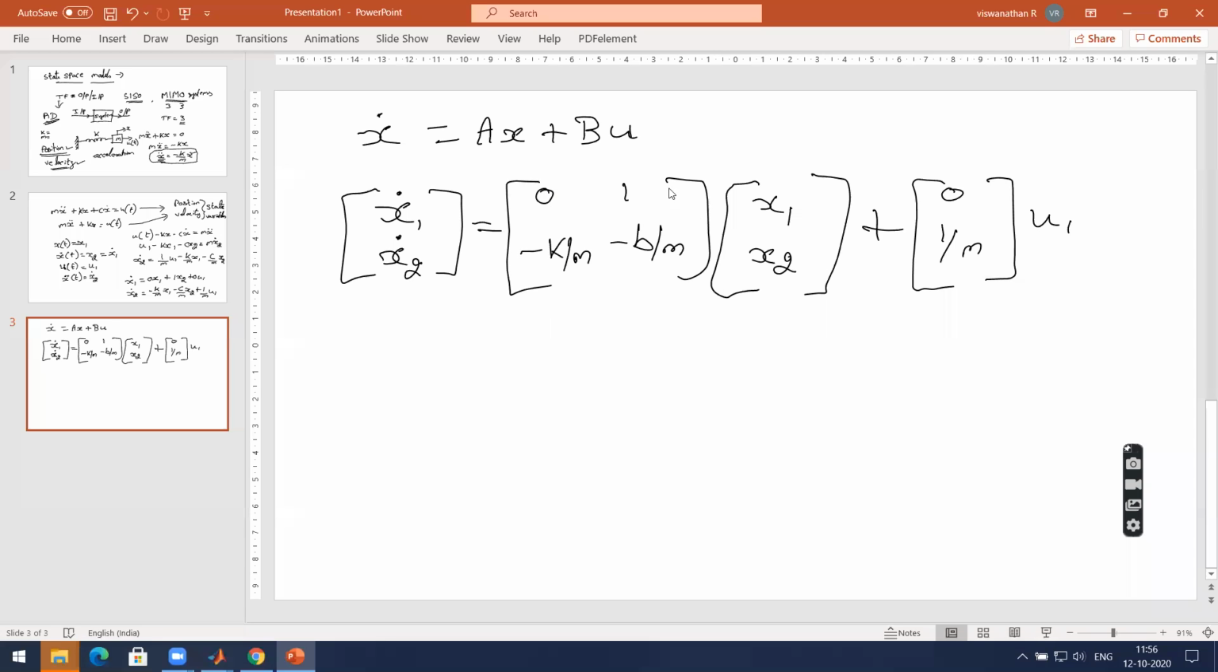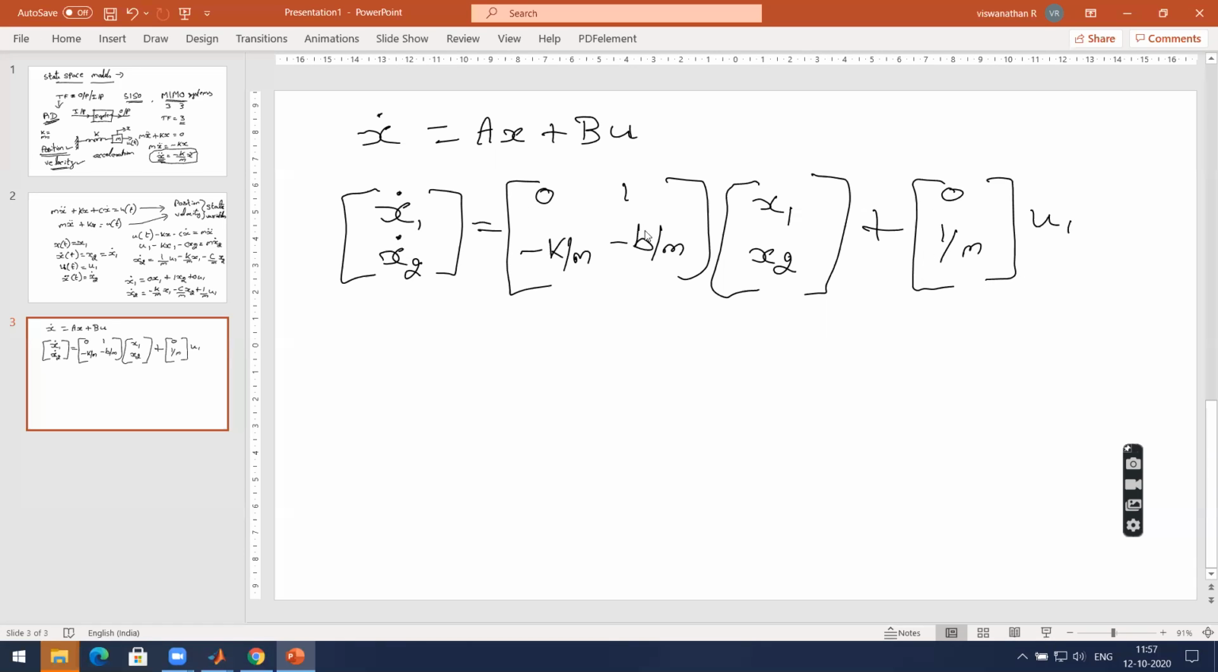This matrix talks about the dynamics of the system. This one talks about what the input is, what the input force is and how it is going to affect the system. This is about the dynamics of the system, and this is about the input to the system.